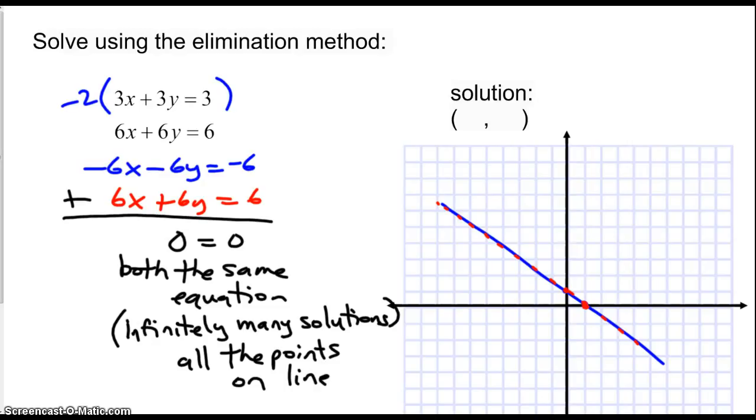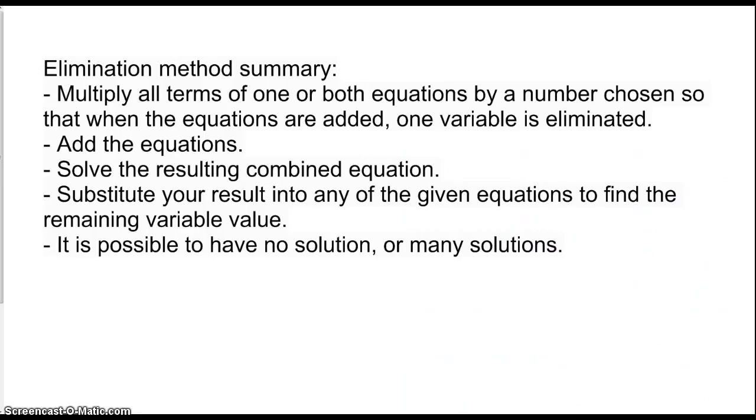All right. Just a quick summary of the elimination method. The way you do this is you multiply all the terms of one or both equations by some number that you choose, so that when the equations are added, one of the variables gets eliminated by canceling to 0. Then you add the equations, and you solve the resulting combined equation for that variable. Then you substitute that result into any of the given equations to find the other variable. And it is possible to have no solution or many solutions.